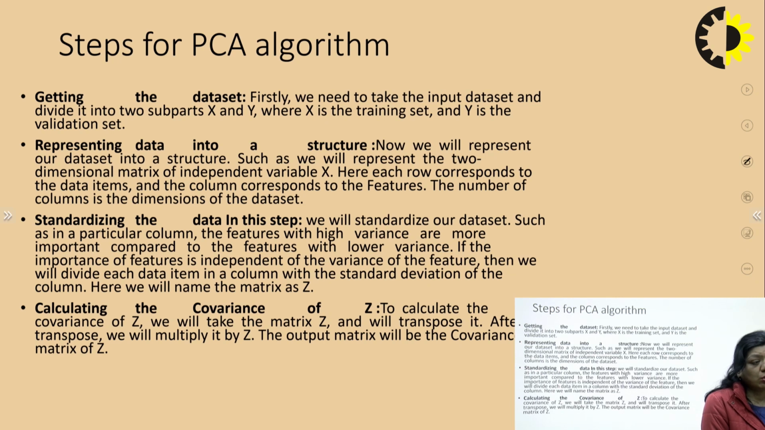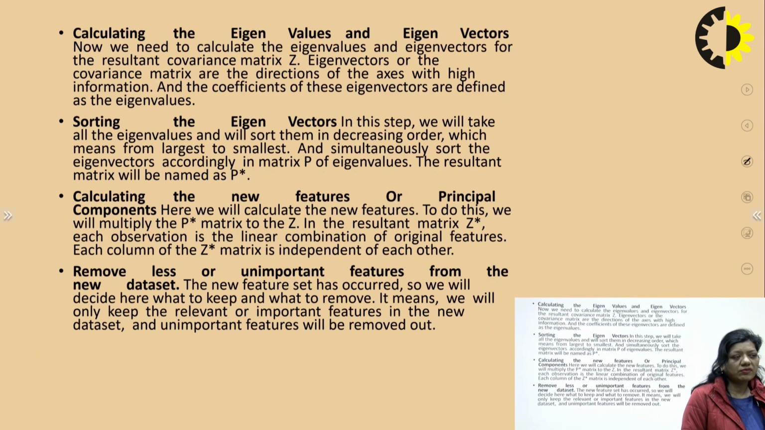To calculate the covariance of Z, we will take the matrix Z and transpose it. After the transpose, we will multiply it by Z, and the output matrix will be the covariance matrix of Z. Now we need to calculate the eigenvalues and eigenvectors for the resultant covariance matrix. Eigenvectors of the covariance matrix are the directions of the axes with high information, and the coefficients of these eigenvectors are defined as the eigenvalues.